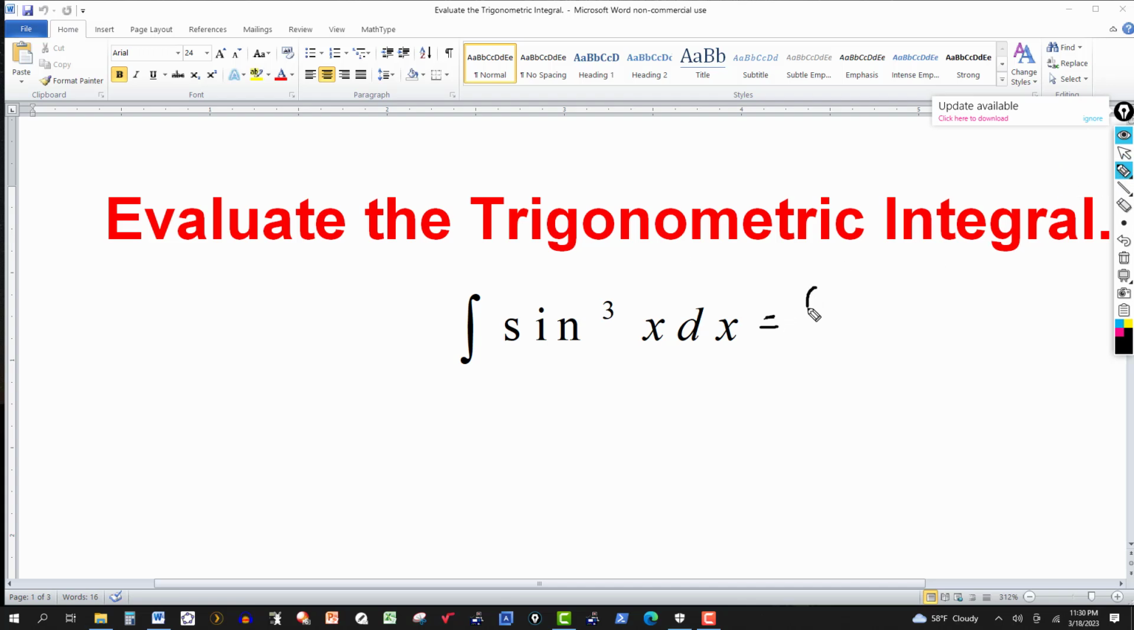Let's rewrite this as sine squared x times sine of x dx. And then we're going to use a basic, fundamental identity. Sine squared of x can be written as 1 minus cosine squared of x. And then we have sine x here.